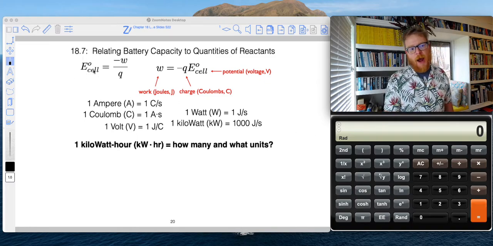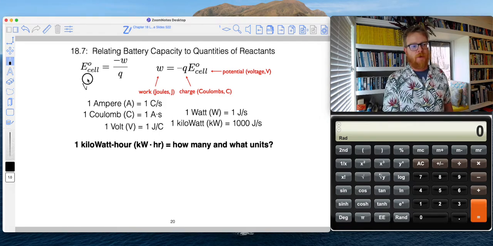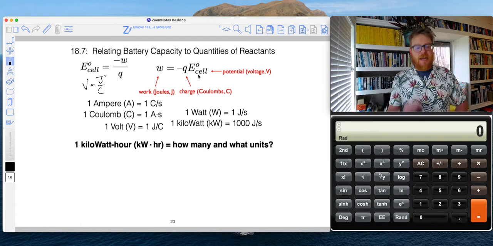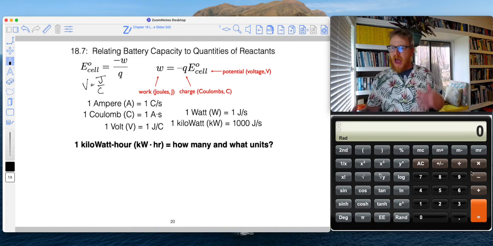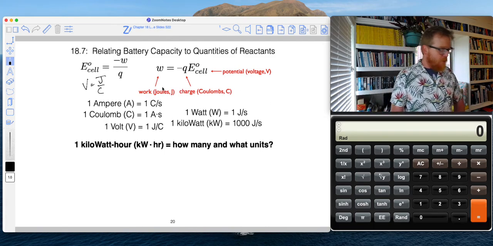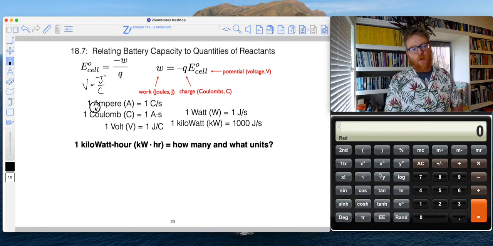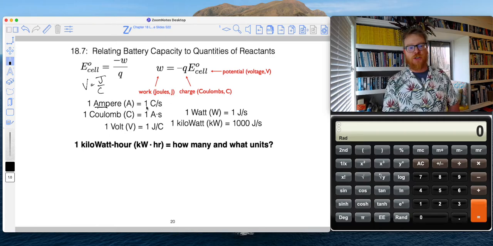So I'll remind you, a standard cell potential, or really for that matter, any cell potential, in volts equals joules per coulomb, which is work per charge. We remember work can be rearranged to be charge, which is in units of coulombs, times cell potential. But now we have to start thinking our way through some other common units that we see with power and electricity. One of those is the ampere, colloquially known as amps. And an amp is a rate of charge, so that's 1 coulomb per second.